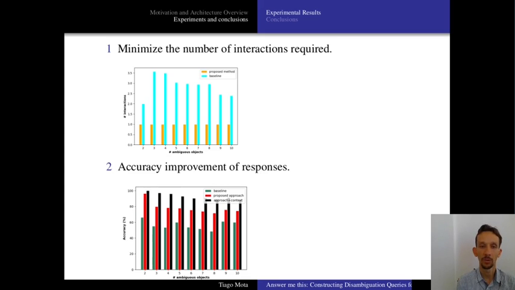And at the bottom you measure the accuracy of the human response after the disambiguation query. And as you can see, the baseline in gray is improved when we use the proposed approach in red, and the accuracy is further improved if you use the robot knowledge in brown.